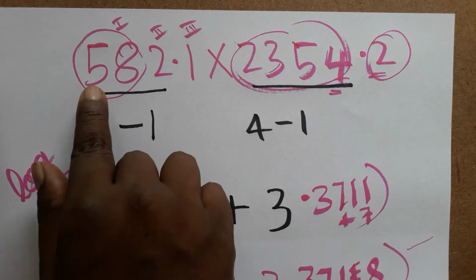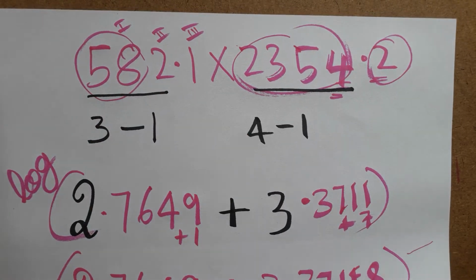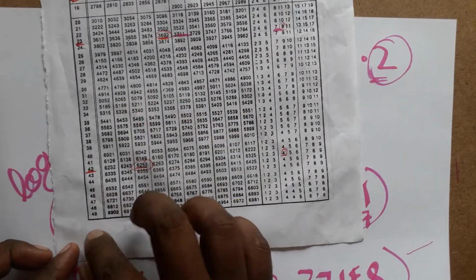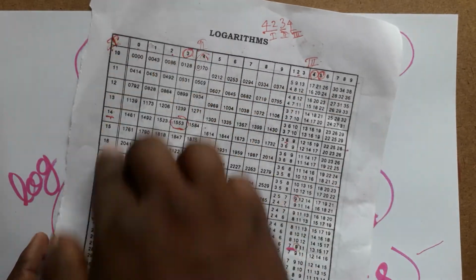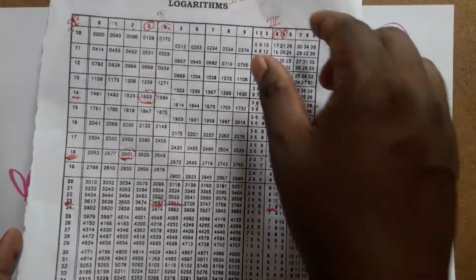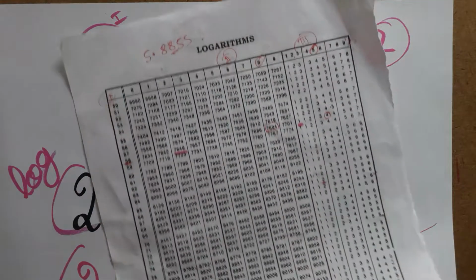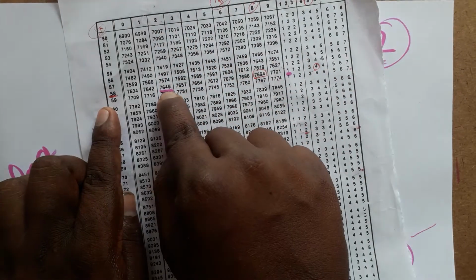Now I'm going to look at this value, 5821, in a logbook. So I'm going to show you how the logbook looks. This is a logbook. We are checking 5821, so 58. There are 3 columns: 1 vertically, 2 horizontally, and this one is the third column. So this is 58, and 2 is here. We got 7649.